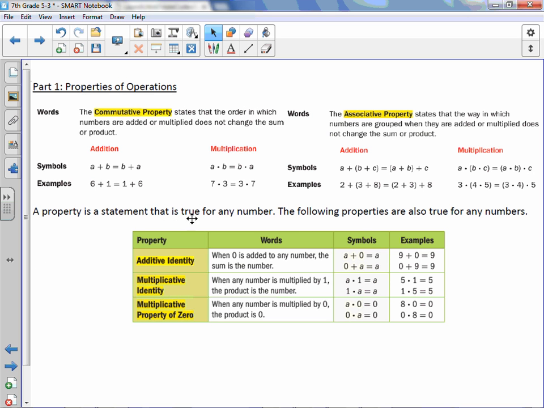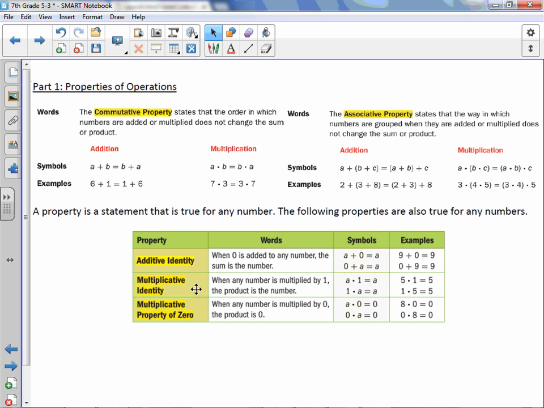A property is a statement that is true for any number. The following properties are also true for any numbers. So we have an additive identity, which means when you add 0 to anything, it doesn't change the number. The sum is that number. So in other words, if you have 9 plus 0 or 0 plus 9, the sum is still 9. It's an identity. What you put in, you get out.